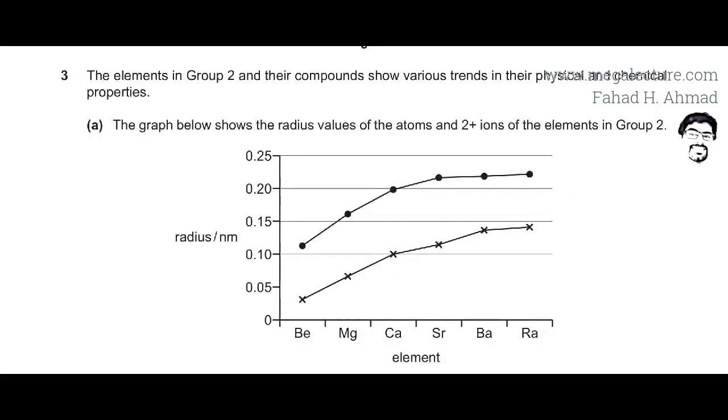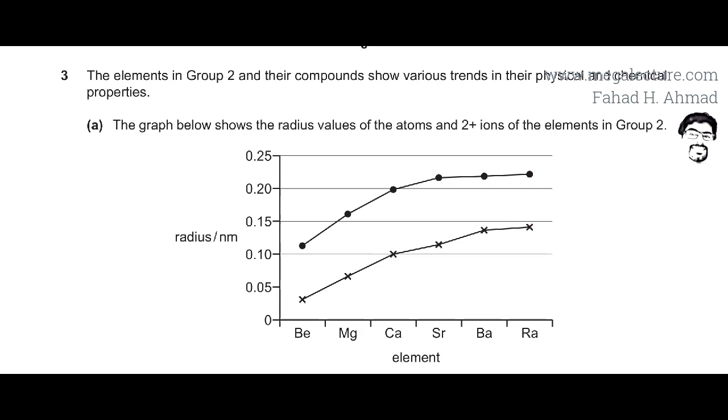The following question reads that the elements in group 2 and their compounds show various trends in their physical and chemical properties. The graph below shows the radius values of the atoms and +2 ions of the elements in group 2. So the atomic radius is given. The atomic radius of the atom would be bigger. For the ion, it's going to be lesser because the ion would lose electrons, would lose the outer shell electrons.